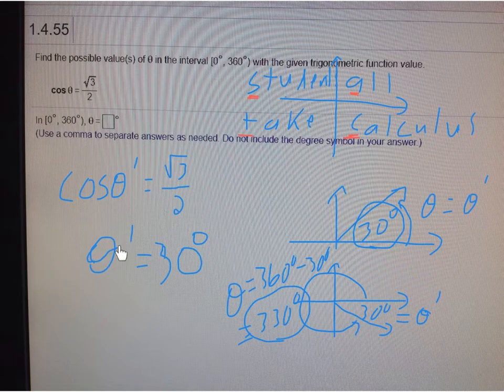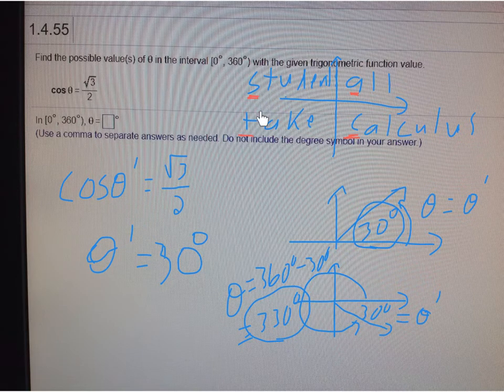So what's theta prime? Well, hopefully you'll recognize from the previous section, for the cosine of an angle equal to square root of 3 over 2, the angle is 30 degrees. That would be in section 1.3. So theta prime is 30 degrees.